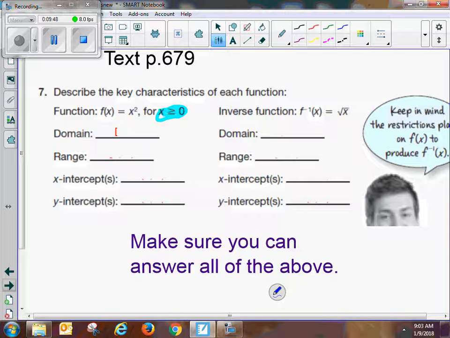Is my domain on the given restricted? Yes or no? Yes, I highlighted it in that lovely aqua color. It says where x is greater than or equal to 0. Okay, so think of a parabola where x has to be only the positive side of it. Wouldn't it just be this arm?